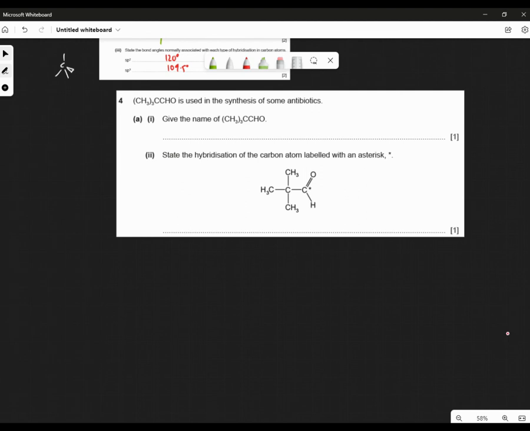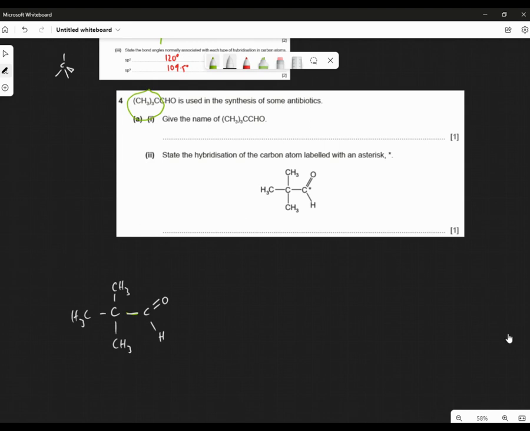This guy here is used in the synthesis of some antibiotics. What's it called? First of all, we just draw it. So you've got a carbon there, you have CH3, CH3, CH3. That's that bit on the end. And then we have CHO. So that's what they want us to name.